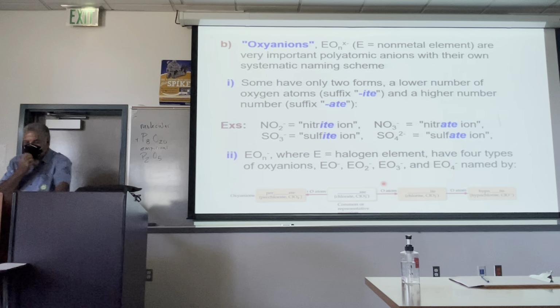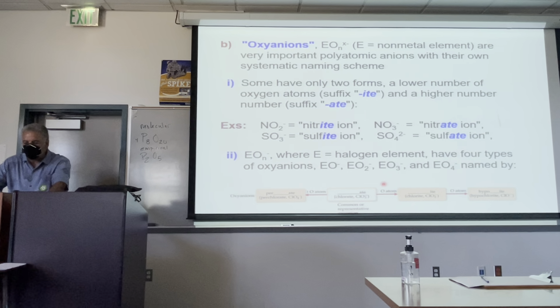All right. Oxyanions. Something where E is a non-metal element like sulfur or phosphorus, and the little n, that subscript, represents like a 3 or a 4. And then the x minus represents the charge. Don't let that screw you up.